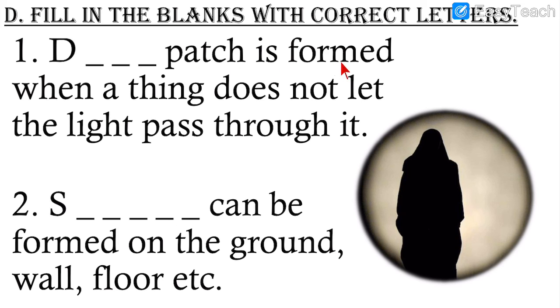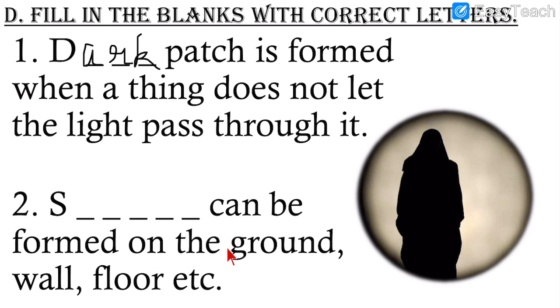Dash patch is formed when the thing does not let the light pass through it. Which kind of patch is formed? This is the patch which is formed. It is a shadow. Which kind of patch is it called? It is called a dark patch. So already D is given. Now what else do we write? A R K. D is given, so we write A R K. That is dark. D A R K. Dark.